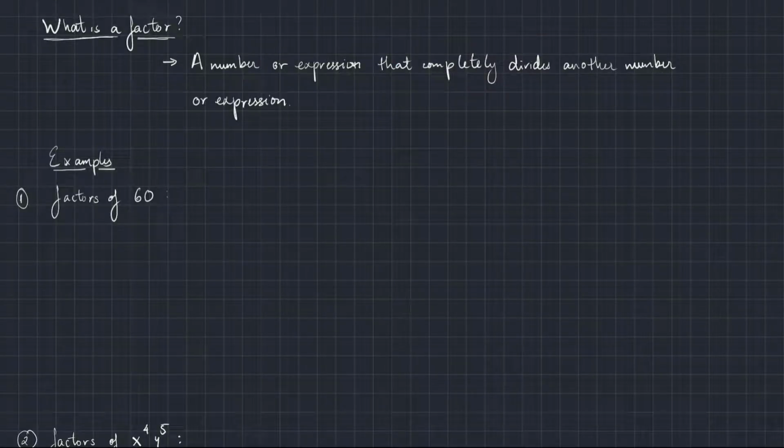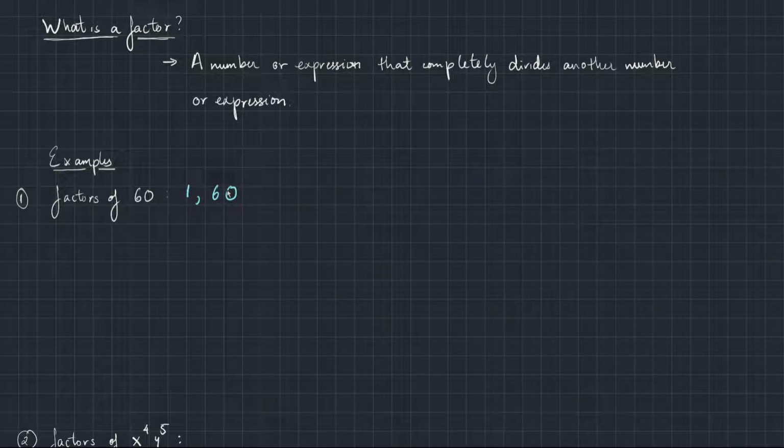Now before we start factoring, it is worth reviewing what is a factor. A factor is a number or expression that completely divides another number or expression. Every number or expression has at least two factors. These are 1 and the number itself. For example, 60 has factors 1 and 60.